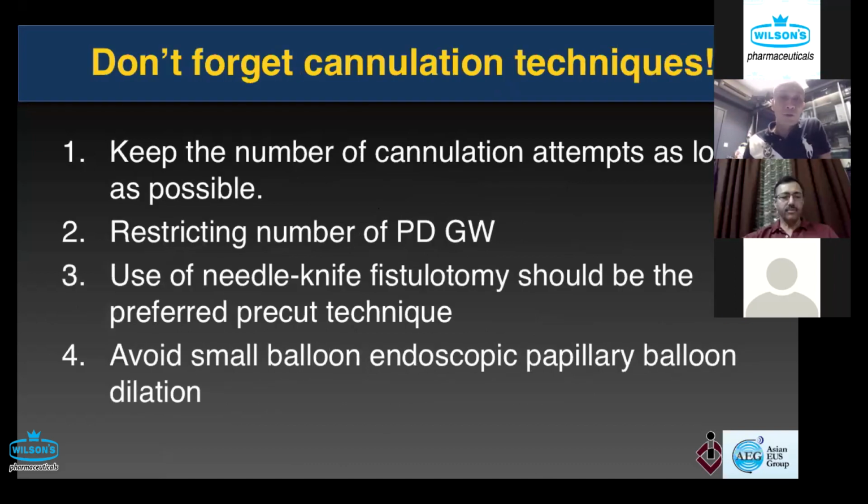Of course, don't forget your techniques. Try to reduce the number of cannulation attempts as low as possible, reducing the number of PD guide wire insertions. If you need to do a precut sphincterotomy, try to do a needle-knife fistulotomy and avoid small balloon papillary dilatation if possible.